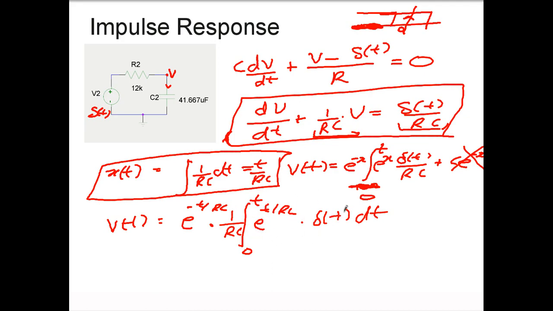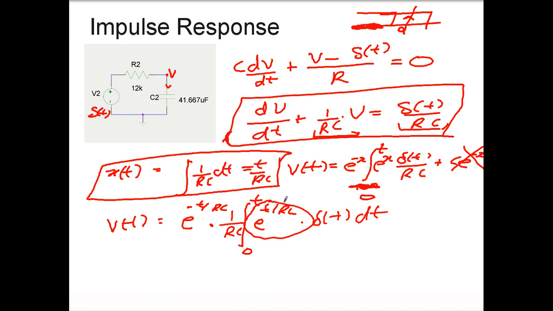Now to do the integration, we won't really need to do anything complicated. Notice that this is an integral of some function multiplied by the delta function, and we know that any function multiplied by delta of t, when integrated, gives us the value of this function.